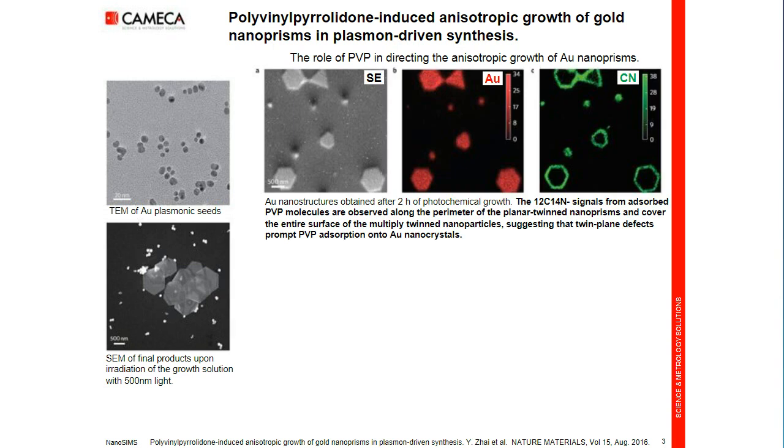So the image shown on top has a secondary electron image induced by the primary ions, which were cesium plus 16 kV. We see the gold imaging the nanocrystals, and we see the CN image mapping the PVP. What is very interesting to see is that the CN signal comes from the perimeter of the planar twin nanoprisms, suggesting that twin plane defects prompt PVP absorption onto gold nanocrystals.